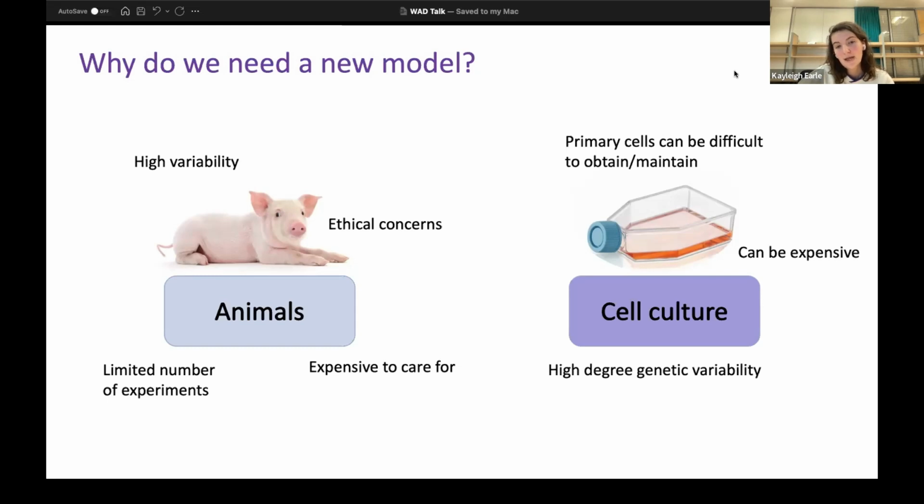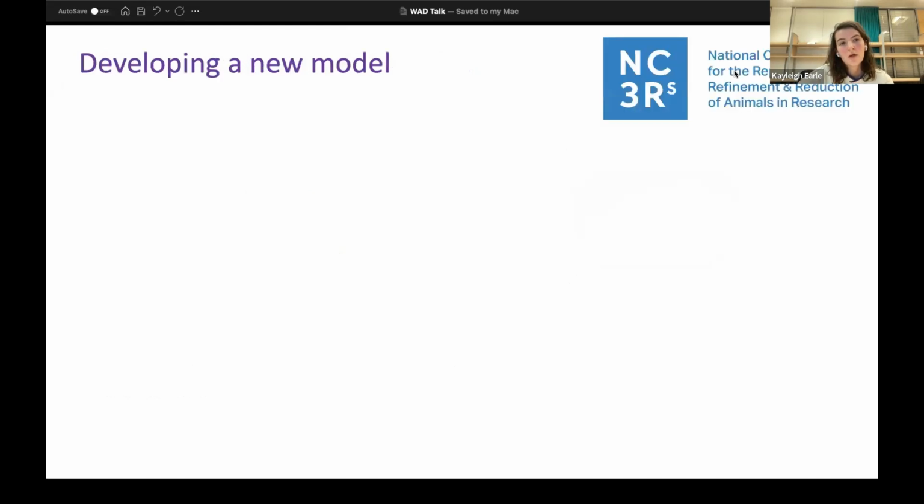And again, the same as with the animals, there's a high degree of genetic variability. For example, if we're using cells from patients, there would be genetic differences per patient. And again, this would make it hard to compare across them.